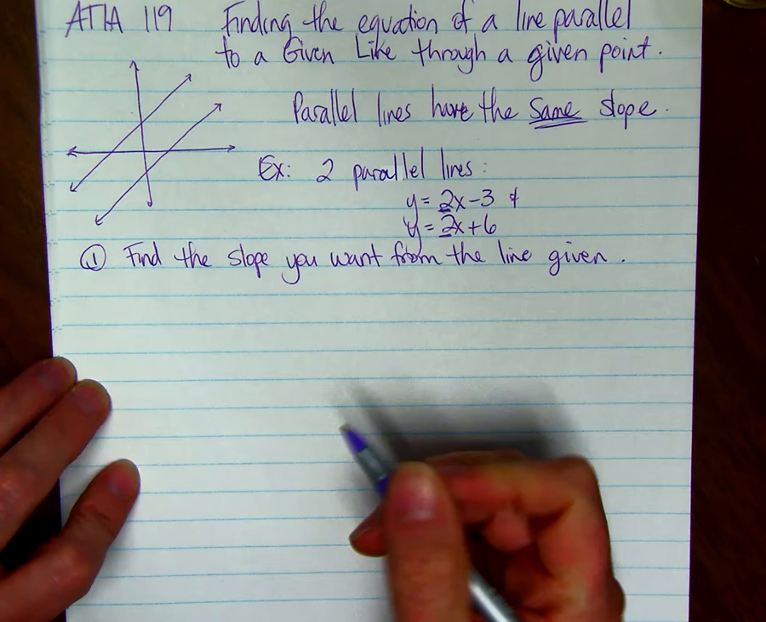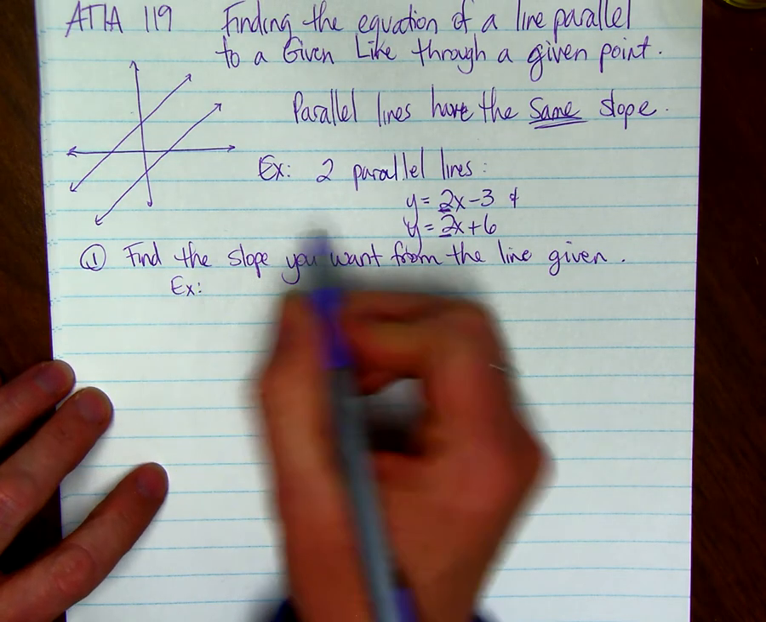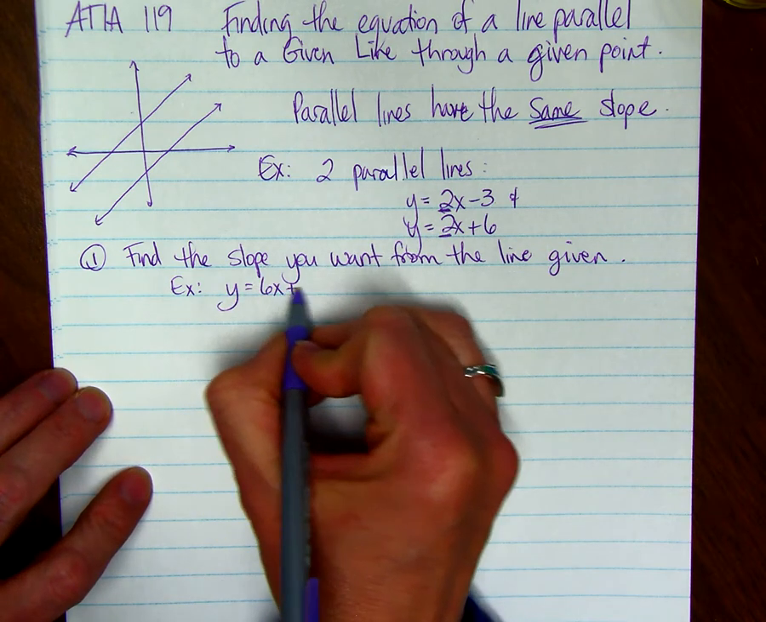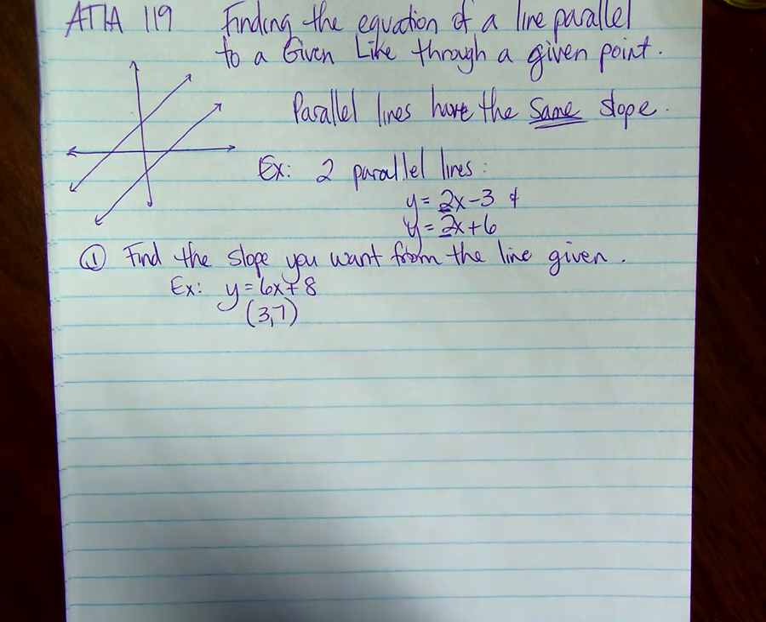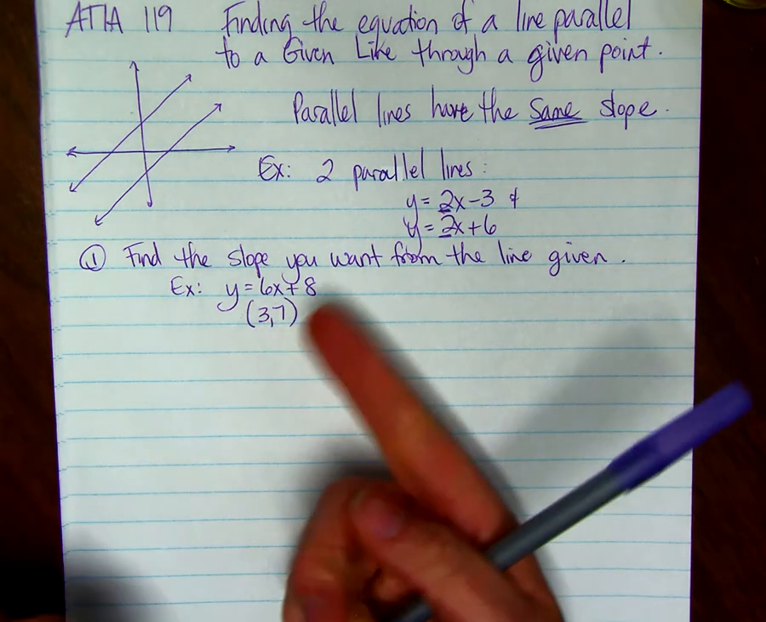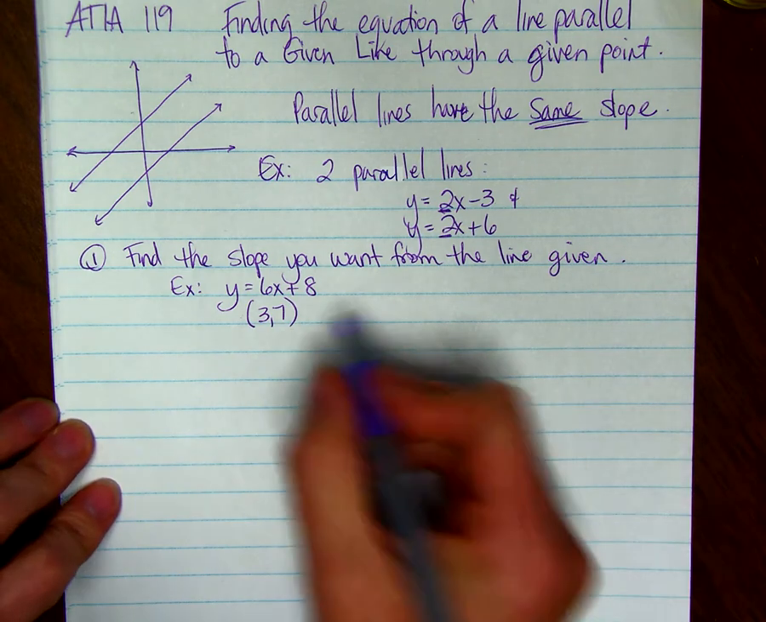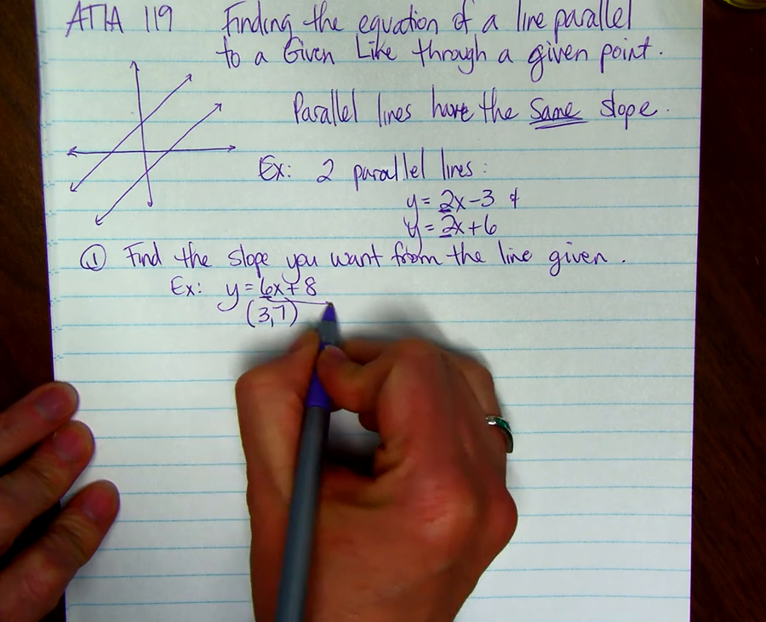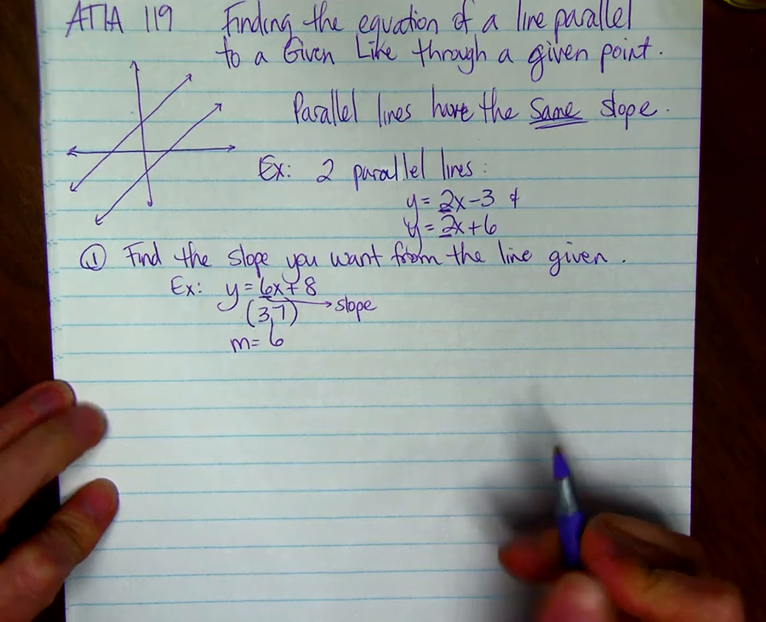So I'm going to give you an example, okay? They'll give you the line and the point. So y equals 6x plus 8, and the point we want to use is 3, 7. So we want a line that's parallel to this line and goes through the point 3, 7. So we look at our equation. We know the slope is the coefficient of x. So this is the slope, and we have m equals 6.